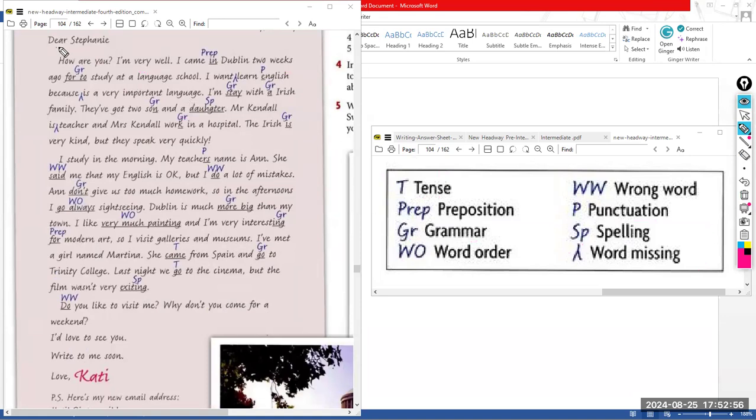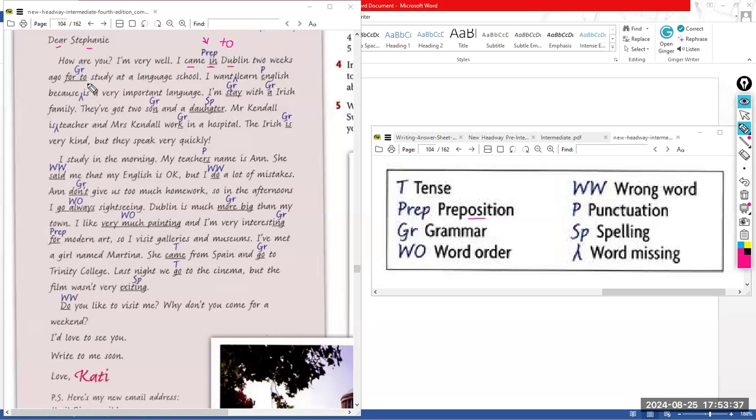Okay, now, dear Stephanie, how are you? I'm very well. I came in Dublin 2 weeks ago. So notice here that we have prepositional mistake. And now I'm going to give you the chance to correct this mistake if you can. Exactly. I have to say I came to Dublin. So notice that using the preposition in is wrong. This is the correct preposition with the verb came. I have to say came to this place.